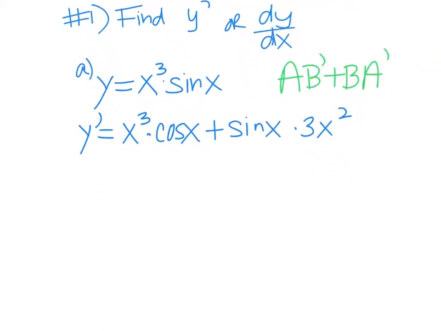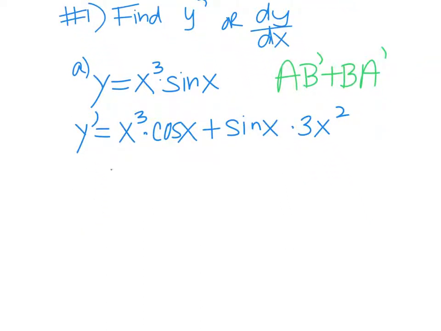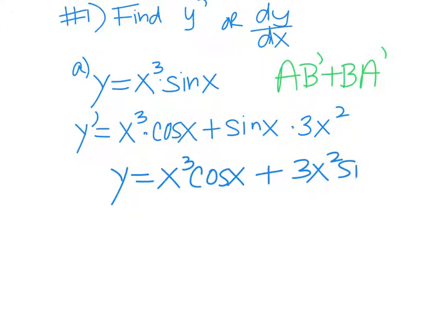Now there's not really anything to simplify. They do want you to rewrite this. You can write this as x cubed cosine x plus 3x squared sine x. They like to have that in the front of them so it doesn't look like it's sine of 3x cubed. You know, it's totally different. It would go up front. Okay, pretty good? Pretty good.